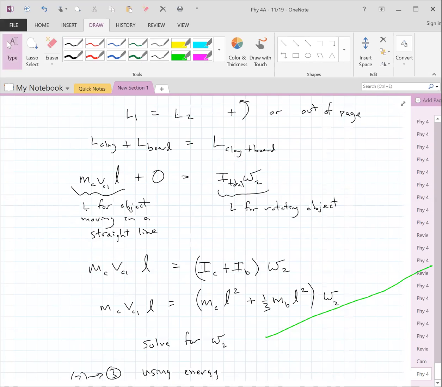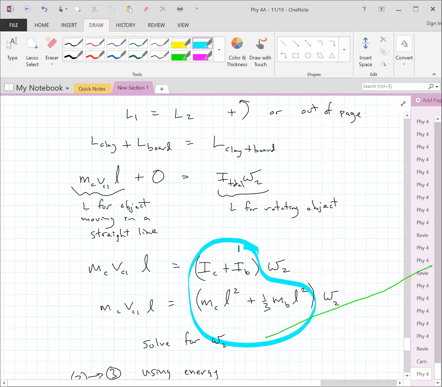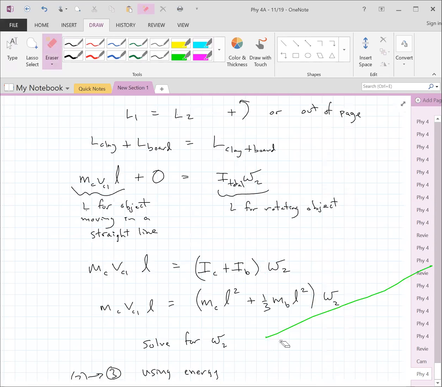And because these two objects stuck together, where does that come into play? It comes into play with the rotational inertia. So we have to combine the two rotational inertias of the objects, and then that fixes that problem. It shows us how we account for the two sticking together. It's just the rotational inertia changes. But we still treat it as one non-uniform object rotating.